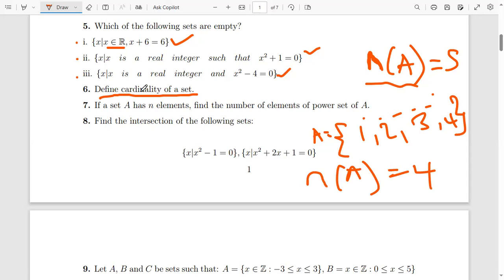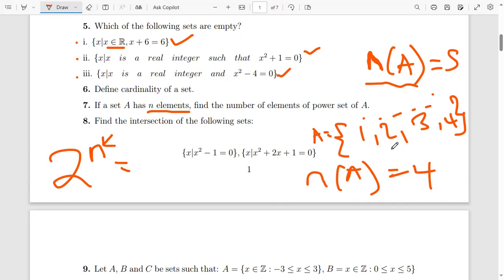And then we can look at question 7. Question 7 is saying, if a set A has n elements, find the number of elements of the power set of A. If you remember that formula that you used to use to find the number of subsets, what was that formula? It was 2 to the power n. If given any set, you can just count the elements that it has. That's what this n represents, and then those will be the number of subsets that it has.